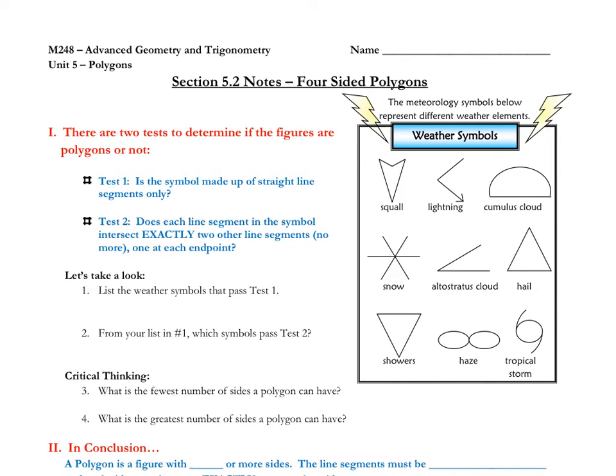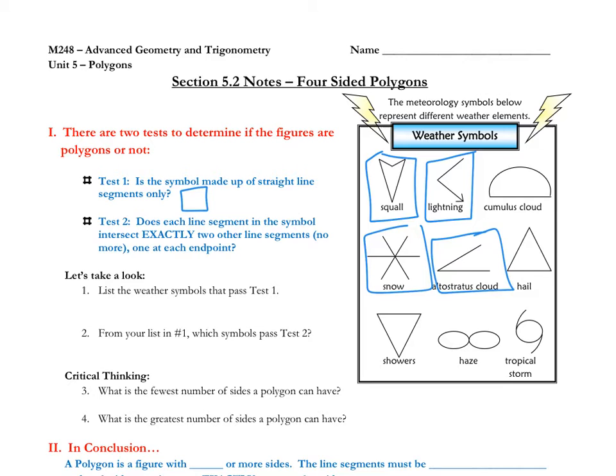Welcome to today's lesson with Mrs. H about four-sided polygons. So our first test is going to be, it says it can only be made up of straight segments only. So I'm going to put a rectangle around every one that's true. So a squall, that's true. A lightning, that's true. The cumulus cloud would not work. Snow, that's true. This type of cloud, true. Hail, true. And showers, true. So haze and tropical storm would not be true.